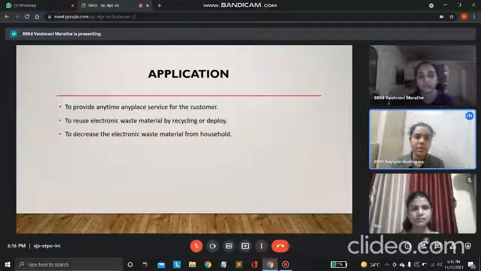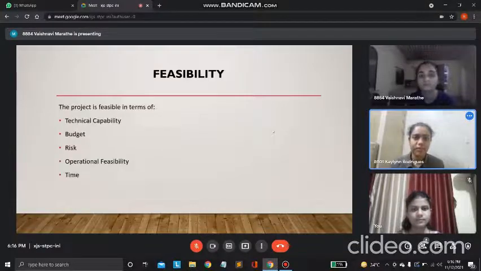Application: to provide anytime, any place service for the customer, to reuse electronic waste material by recycling or deploying, and to decrease the electronic waste material from households. Feasibility: the project is feasible in terms of technical capability, budget, risk, operational feasibility, and time.